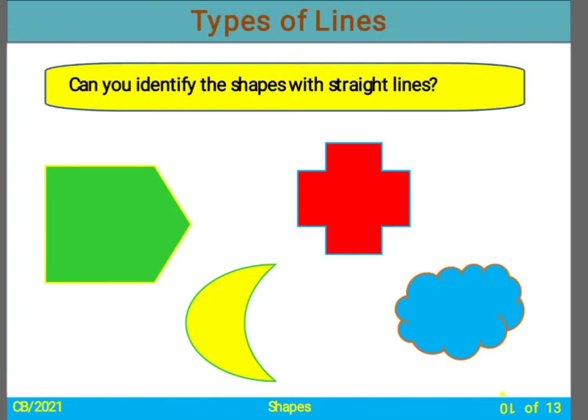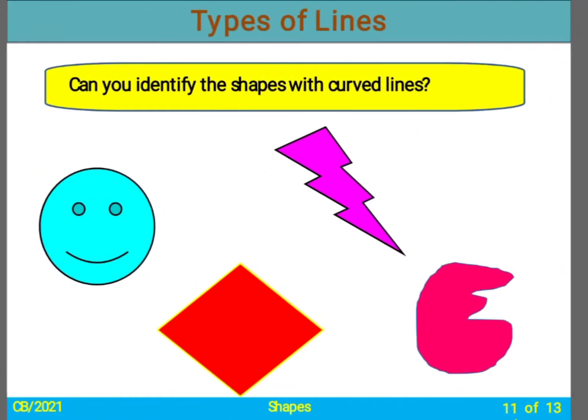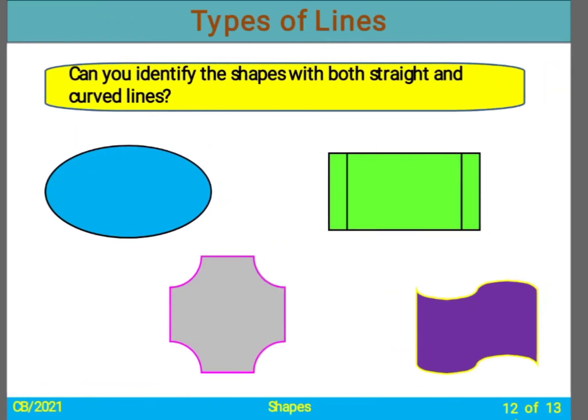Can you identify the shapes with straight lines? The green arrow and the red cross. Can you identify the shapes with curved lines? They are the blue smiley face and the irregular shape. Now identify shapes that use both straight and curved lines. In the second line, two shapes use both straight and curved lines.